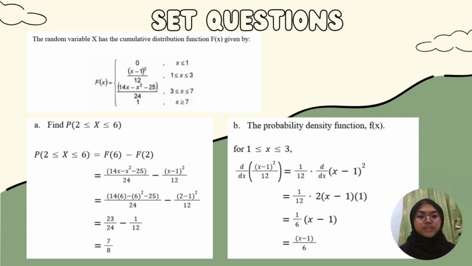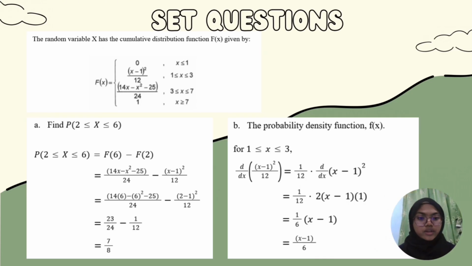Next, let's proceed to the stats question. The random variable X has a cumulative distribution function given by the picture below. To find the probability that X is greater than or equal to 2 and less than or equal to 6, we can simplify it as F(B) minus F(A), where A is 2 and B is 6. Next, we substitute X with 6 and 2, and we can simplify and get the answer, 7 over 8.